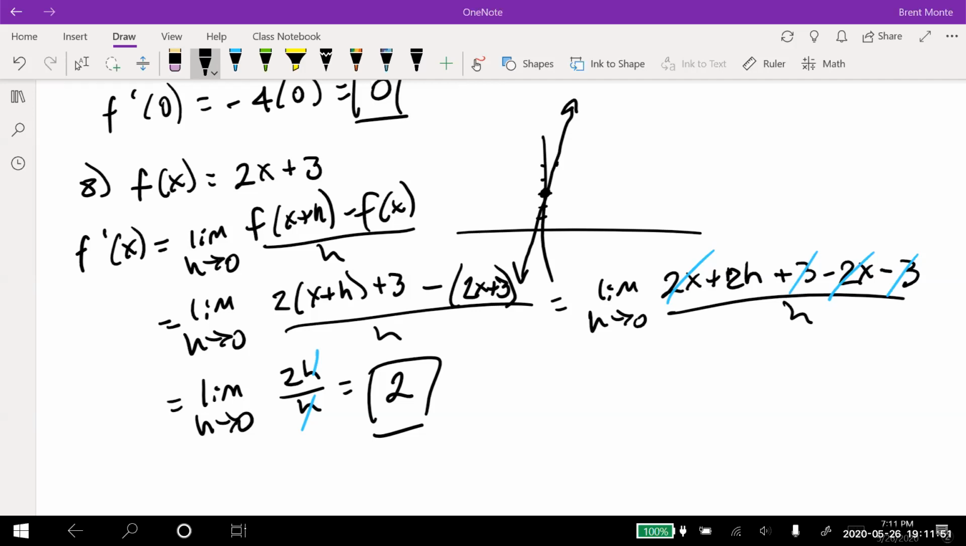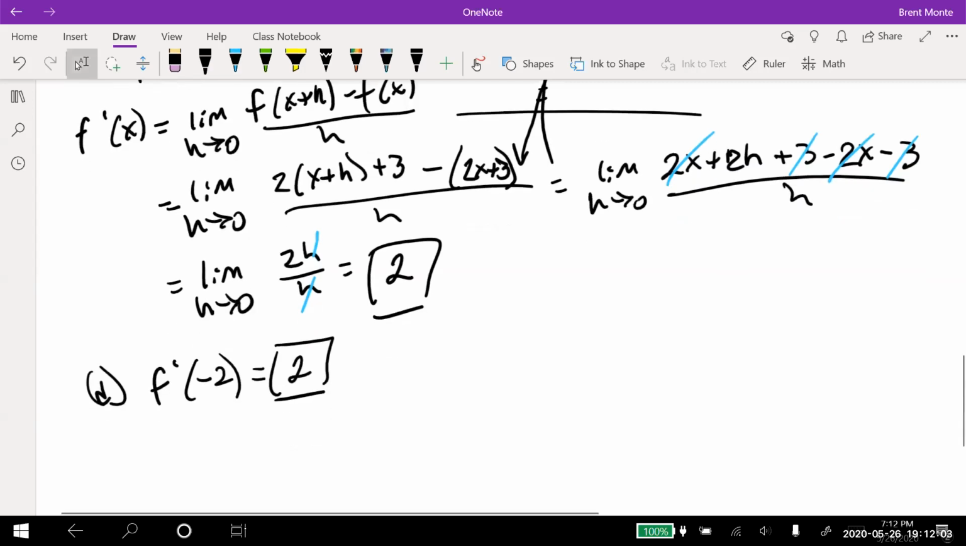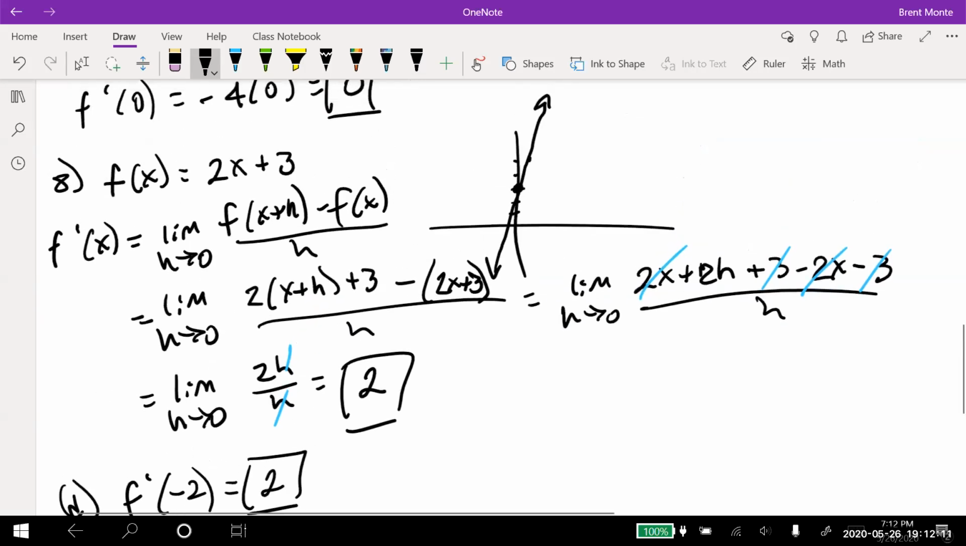line is 2. Well, that makes sense. If I did part D, and I did f prime of negative 2, it's still just 2. There's no place to plug in the negative 2. If I plug in f prime of 0, it's still 2. What that tells me is if I go back up to this curve, and I go to where x is negative 2 and draw a tangent line right there, the slope of the tangent line is 2. If I go to where x is 0, the slope is still 2.